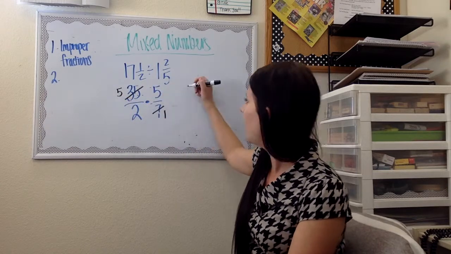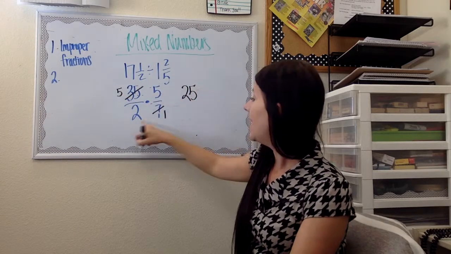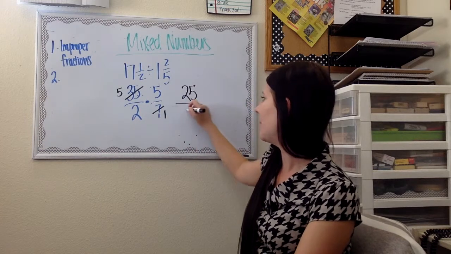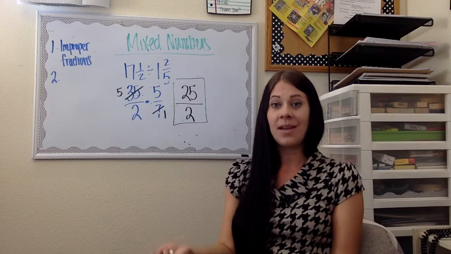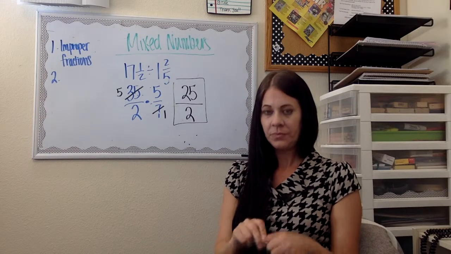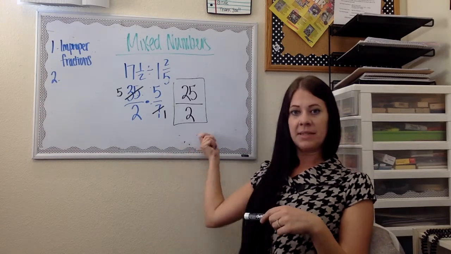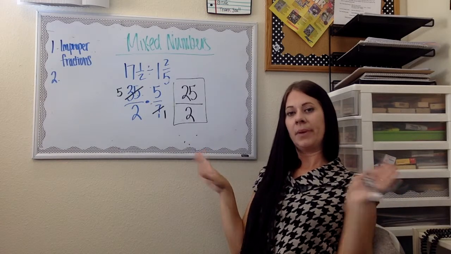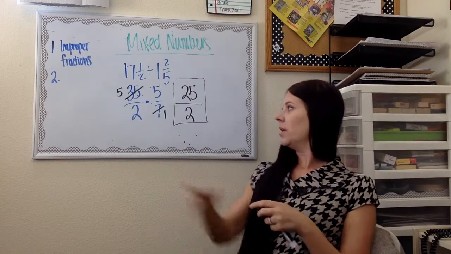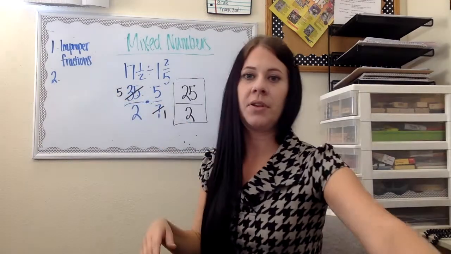So 5 times 5 is 25. Now I have 2 times 1. These are easy numbers, 2. And I don't have to reduce. My answer is ready. Okay. Sometimes you still need to reduce, but in this case, I solved it. I'm done. Okay.